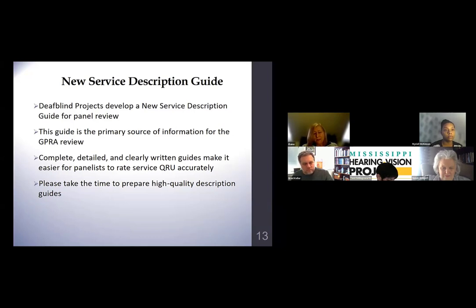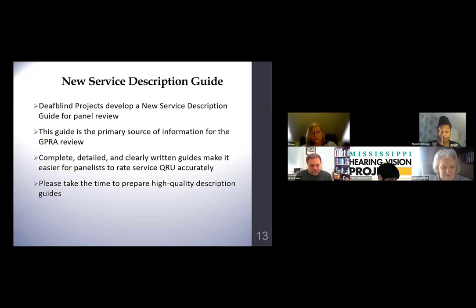Projects that submit complete, detailed, and clear guides with supporting materials make it a lot easier for the expert panel to rate the service quality, relevance, and usefulness. And based on past reviewer comments, low ratings are almost always a result of inadequate descriptions. If the work is not documented, the panelist is going to assume that it wasn't done. So please keep that in mind.